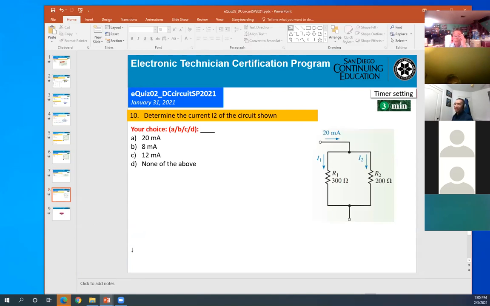Current divider law? For Paul, yes, you are correct. Let's see, Paul, the answer. Hang, you win. Hang Win, you are correct. Paul, you're a little bit off. Number 10's got to be C. So you want I2. So I2 equals total current, I total, times R1 divided by I1 plus R2.